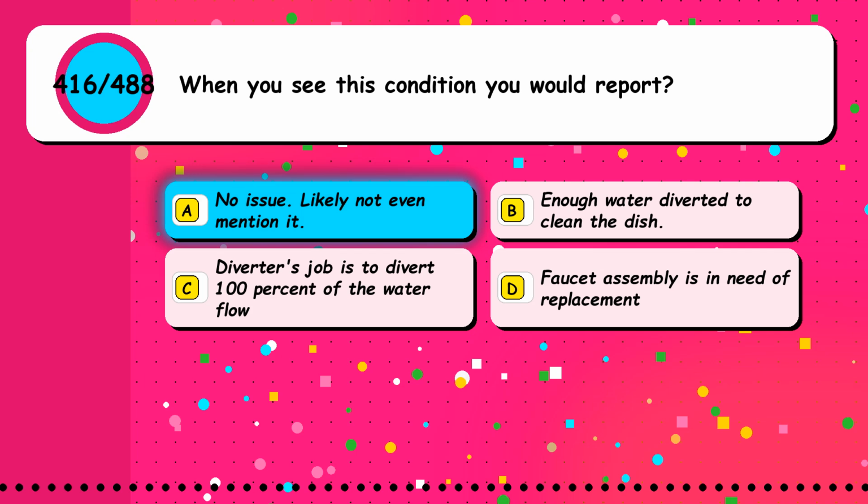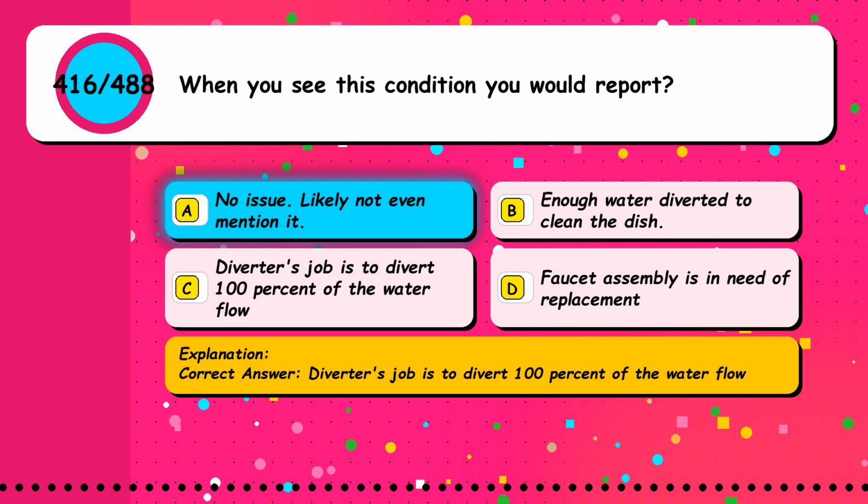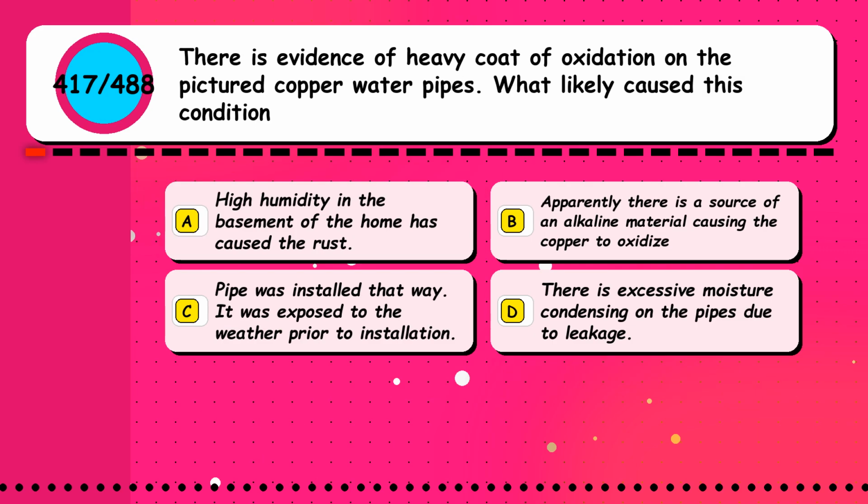The correct answer is option A. No issue. Likely not even mention it. Correct answer. Diverter's job is to divert 100% of the water flow. Question 417. There is evidence of heavy coat of oxidation on the pictured copper water pipes. What likely caused this condition?